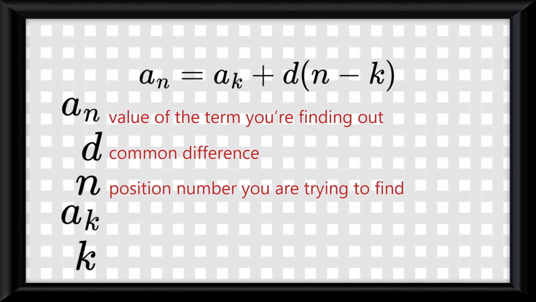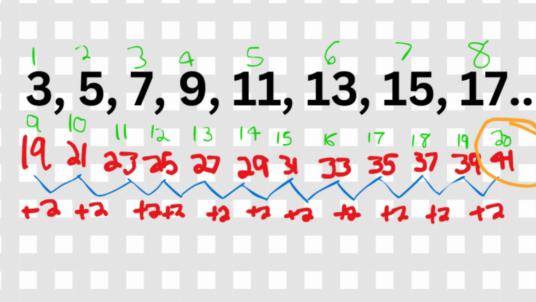But what if you don't know the first term in the sequence? Well, that's why we have another equation. a sub n equals a sub k plus d multiplied by n minus k, where a sub k is the already known term, and k is the position number of the known term. Or you could just add the common difference to get the answer, but you know what do I?